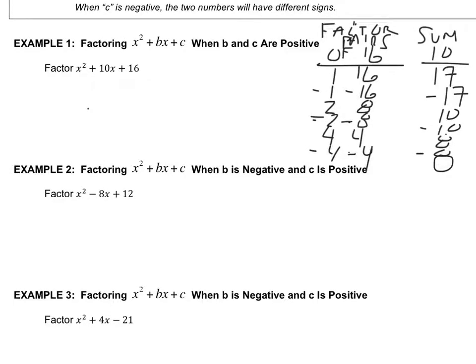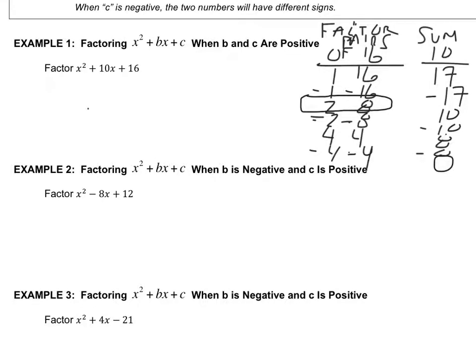So there you have the sum of our factor pairs. 1 and 16 make 17, negative 1 and negative 16 make 17, and so on and so on. Well, obviously the one that we want, which is the B value, the bx term, is the 10. So that would tell me that this one right here, the factor pair positive 2, positive 8, is the pair that we need to factor this trinomial.